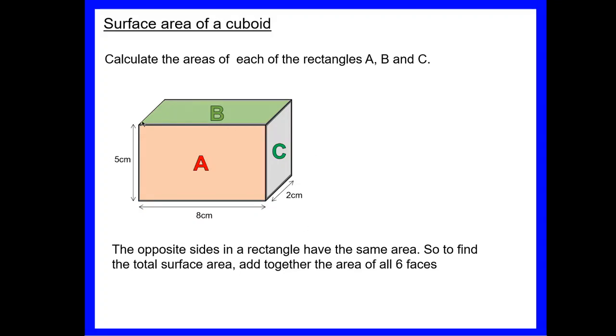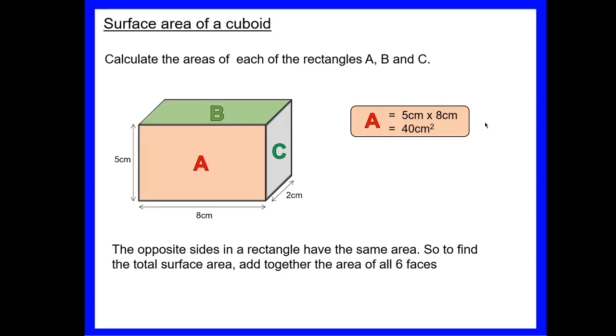Okay, so altogether there are 6 areas that I need to add together to find the surface area of a cuboid. And it's really important to note down before you start how many different faces the shape has, because that's going to tell you how many areas you should be adding together at the end. So let's start off then by finding the area of side A. It's a rectangle, so we use our length times our width. So 8 times 5, which is 40 centimetres squared. Remembering it's area, so we're talking about squared units as well.